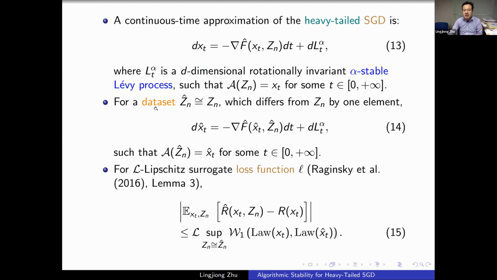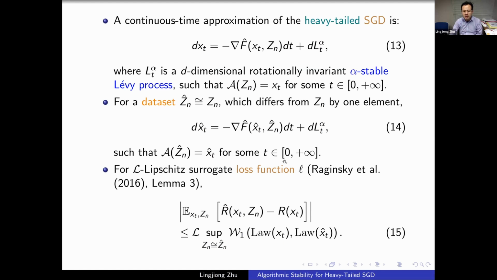So we look at a slightly different data set, Z hat. Z hat_n is slightly different from Z_n by at most one element. Because of that, it results in a slightly different Lévy-driven SDE, given by equation 14, which depends on Z hat_n. The outputs are essentially X_t from equation 13 and X_t hat from equation 14. We are interested in a uniform bound in T, so we can even take T to be plus infinity.